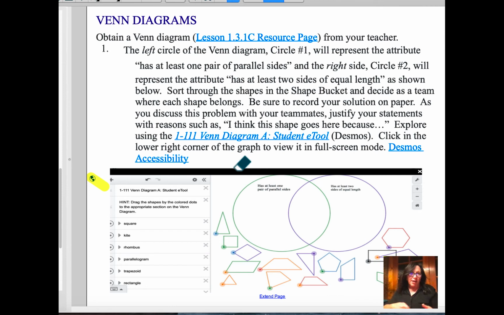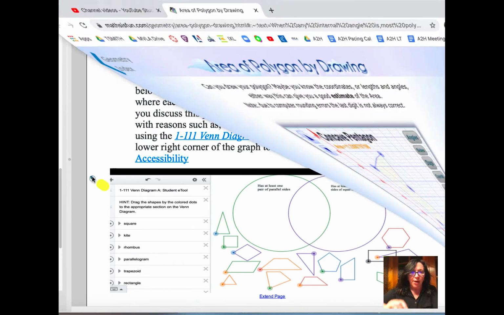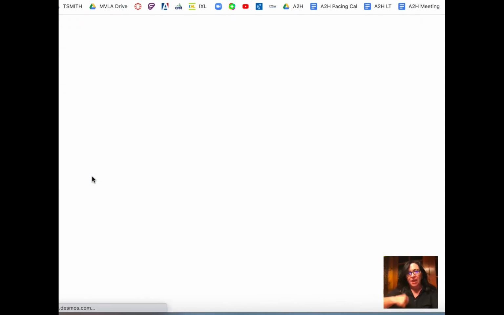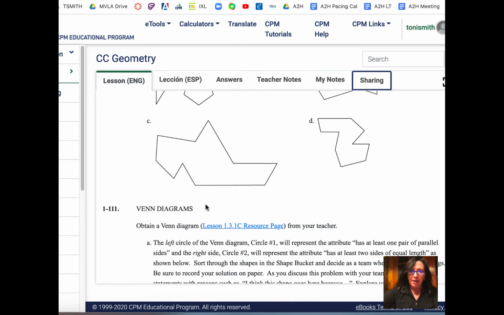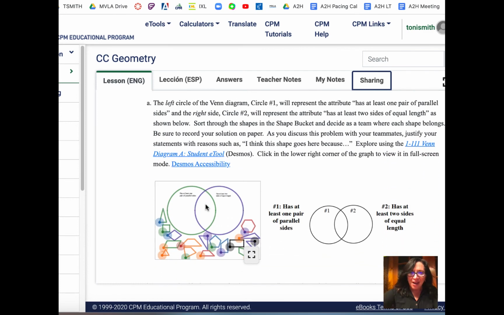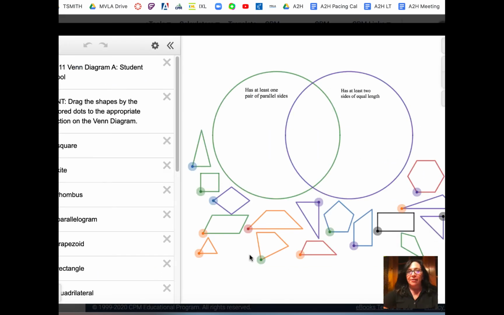So this was a lesson that you are going to do in class. And let me just talk about what this looks like. It's basically saying, hey, you're going to classify these shapes, and let's see how you do on that. Okay, so if I click on that, I'm going to get, I'm not sure, Desmos maybe? I feel like I should be going to Desmos. Yeah, this thing. Okay, so we are going to go here, and this is where we're at.